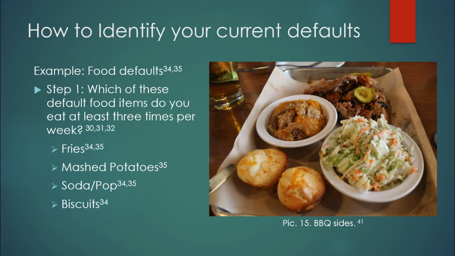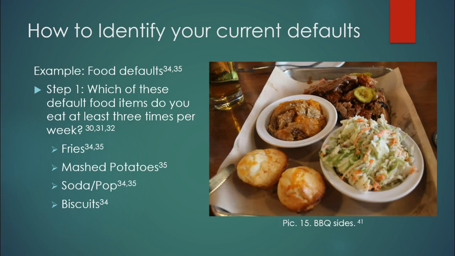We're going to do that by telling you how to identify your current defaults. So hopefully some of those defaults sounded familiar and they're firmly in mind, because we are going to teach you how to identify your current defaults. The example we're going to use for this is food, just because it's the most obvious one. Step one is make a list of the default foods you eat at least 3 times per week. The example on the slides are fries, mashed potatoes, soda pop, and biscuits. The picture is a typical picture of a barbecue and sides, which is going to help illustrate other potential defaults that you may eat on a regular basis.